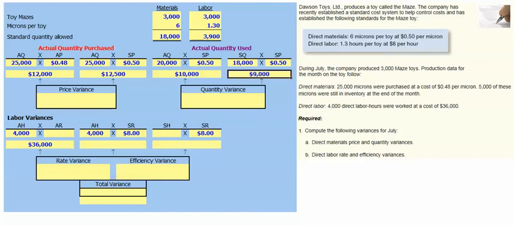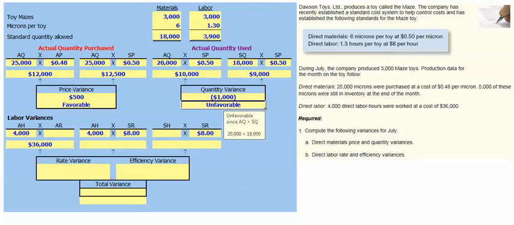Our price variance then is the difference between the $12,500 and the $12,000, or $500, and this is a favorable variance since our 48 cents per micron price is less than our standard price of 50 cents. Our quantity variance is the $1,000 difference, and it is unfavorable since our actual quantity of 20,000 microns is greater than our standard quantity allowed of 18,000.